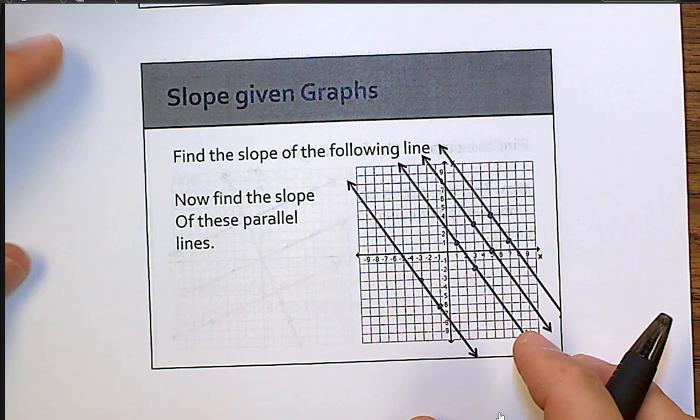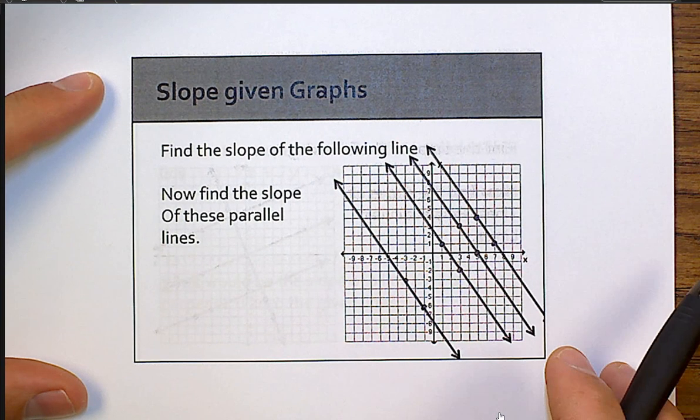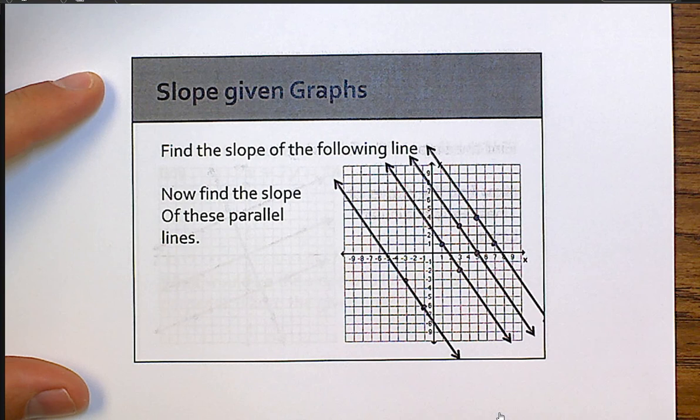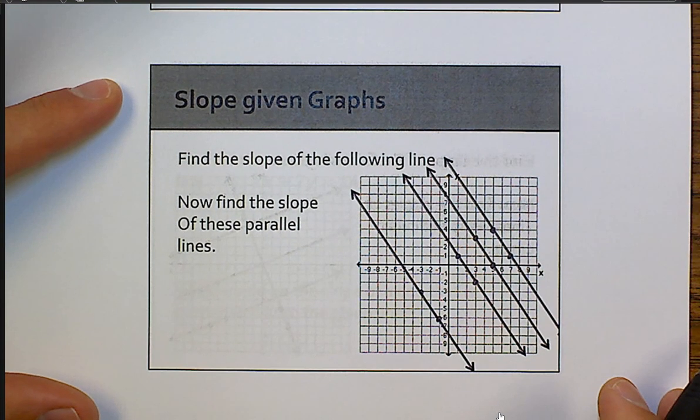I made some of the points on my graph that you have on your paper ahead of time, just so it'd be a little bit easier to find. I'm going to go through this fairly quickly because I think a lot of you get the idea about slope. This is review from your Algebra 1 days and Geometry days. It says find the slope of the following line.